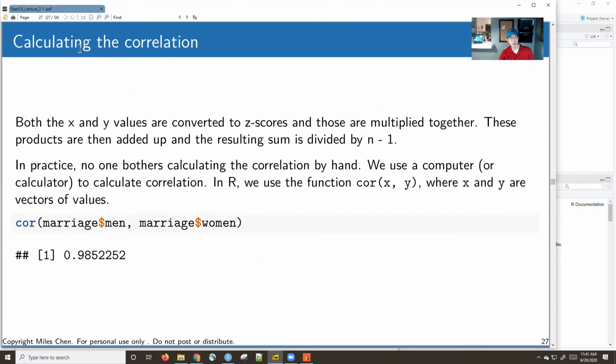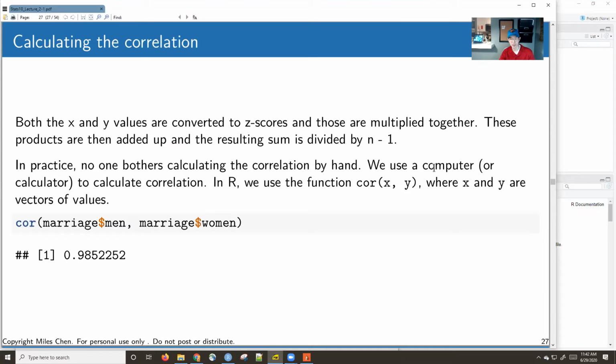So to calculate the correlation, technically this is the process. Both the X and Y values are converted to Z-scores. They're multiplied together, and these products are added up, and then you divide by n-1. In practice, no one calculates a correlation by hand, and we're not going to bother going through this process of calculating it by hand.